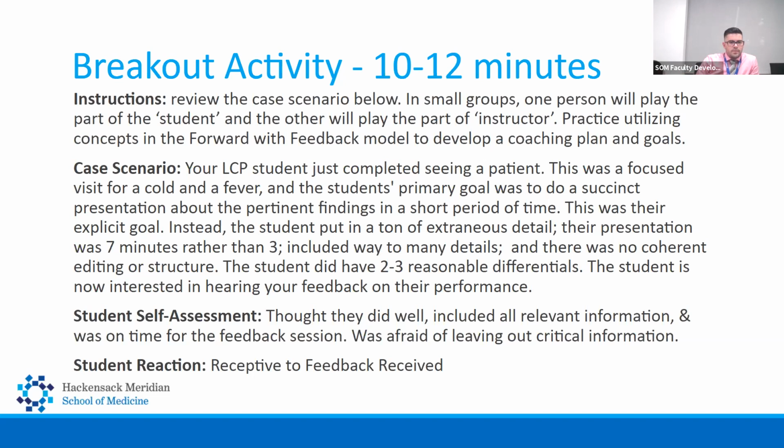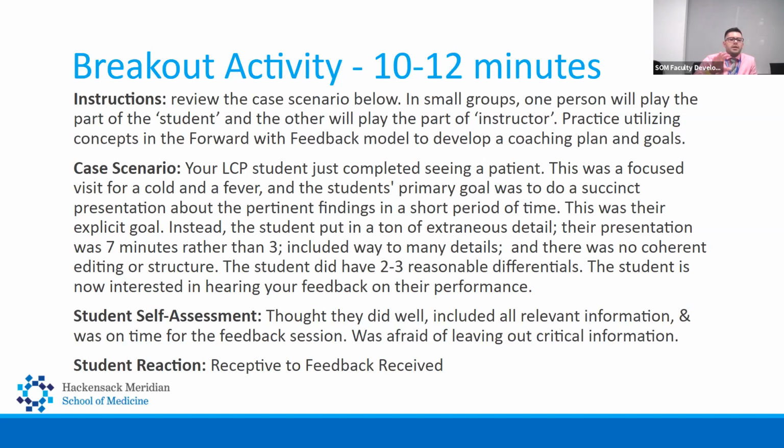This was their explicit goal. Instead, the student put a ton of extra detail in. Their presentation was over 7 minutes, when instead we told them we wanted a 3-minute presentation, and there were way too many details. There's no coherent editing or structure. The student did have 2 to 3 reasonable differentials, and the student is now interested in hearing your feedback on their performance.